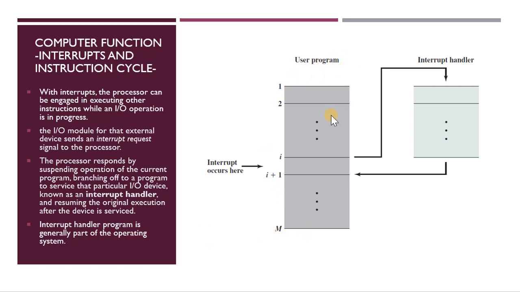If you see here the user program, and this is the interrupt handler. The interrupt occurs at this point in time. When this happens, it signals the interrupt request to the processor, and the processor will branch the program to service that particular input-output device. It will go to the interrupt handler, and basically this interrupt handler is provided by the operating system. When the interrupt handler completes its work, it will resume the original execution after the device is serviced.